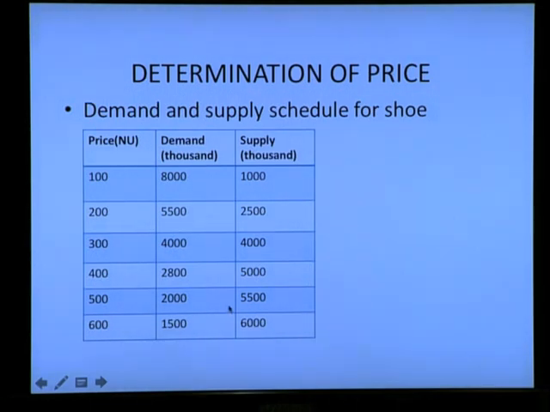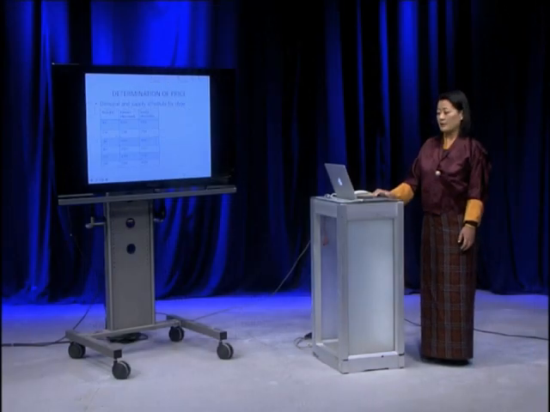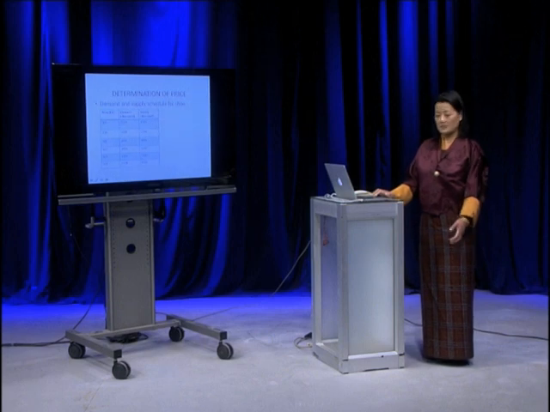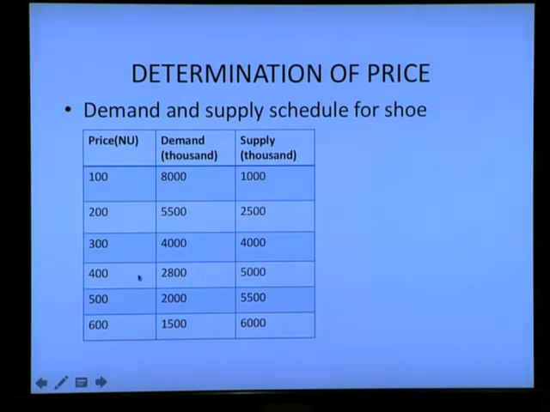Now when there is excess supply, when there is a surplus of shoes in the market, in order to get rid of this surplus or excess supply, or to attract more consumers, the price will decrease. So it will decrease till it reaches Nultrum 300, where the demand is equal to supply.